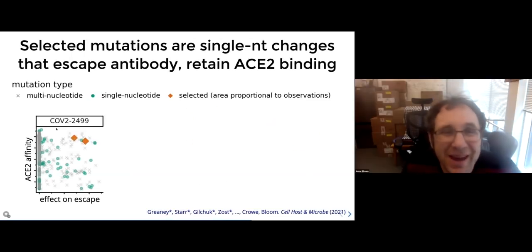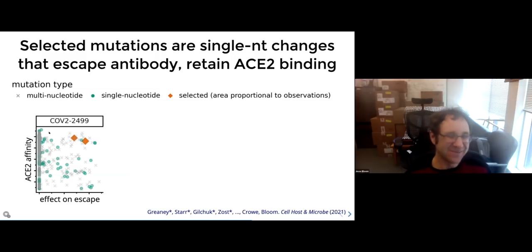So a more compact way to plot everything that I just described to you is as follows. Here's a scatter plot. Each point on this scatter plot is one of the about 4,000 amino acid mutations you can make to the receptor binding domain. The x-axis indicates how strongly that mutation disrupts antibody binding, and the y-axis indicates the affinity of that mutant for ACE2.